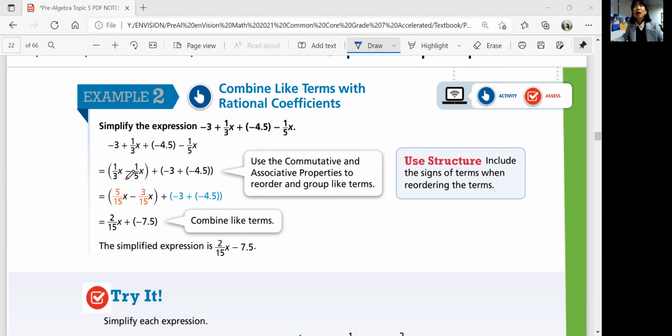You match the denominator. Okay, so first use the commutative and associative properties to reorder, and you can group the like terms and get ready to add the coefficients. Now add the fractions, add the decimals, and you get 2/15x plus -7.5, which is simplified to 2/15x minus 7.5. Okay, it's okay if you have both fractions and decimals in one expression. That's fine.